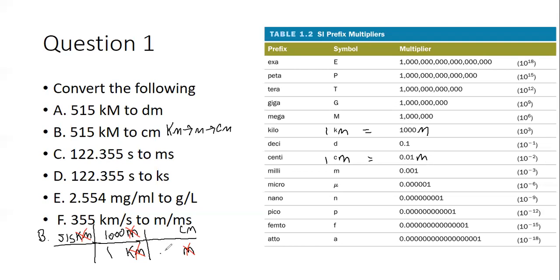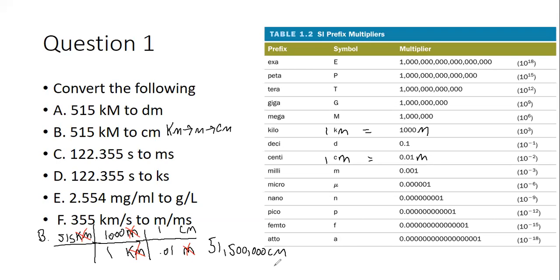0.01 meters is 1 centimeter. Then you take everything at the top, multiply it together. So 515 times 1,000 divided by everything at the bottom, which is 0.01. And you will get 51,500,000 centimeters.